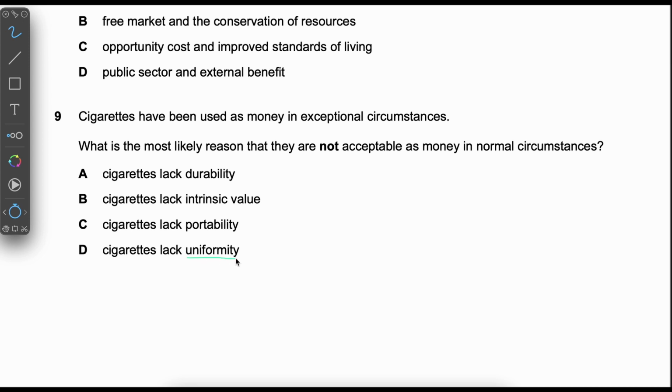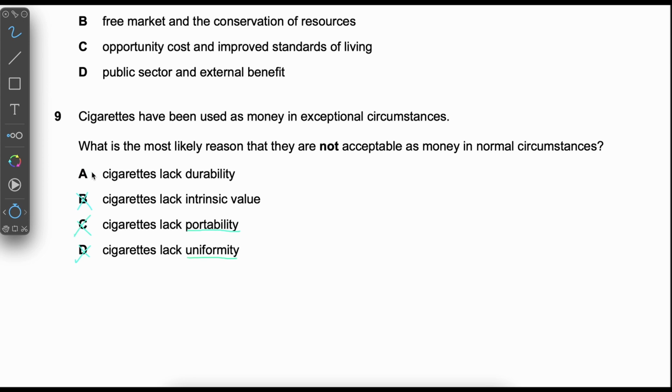This is not 100% true. Cigarettes are uniform, most of them. You can get different types of tobacco, but for the most part, they are quite uniform. Lack portability, so that's how easily they are able to be carried around. They're quite small, quite light, easily portable. So those two are out. Cigarettes lack intrinsic value. Intrinsic value means that they have a value to them. Since people want them and since they are made of tobacco and paper and filters, they do have an intrinsic value. They can be valued. So that one is out.